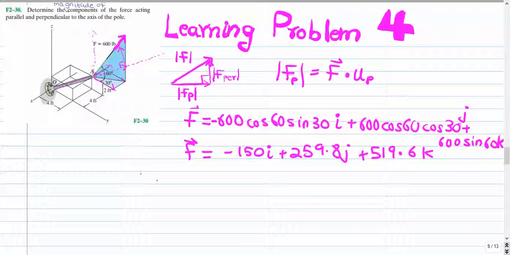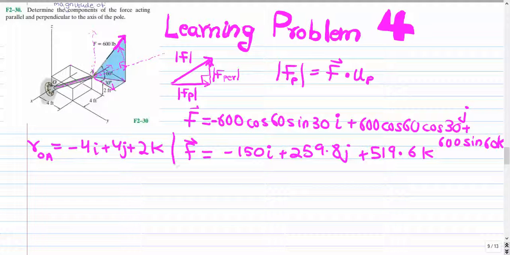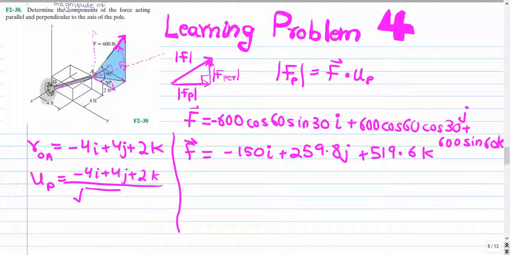So to do that, we first need to find the length vector r in direction of the pole. Okay, so for this pole, we can see that this length vector travels negative 4 feet in the x direction, 4 feet in the y direction, and 2 feet in the z direction. We can convert this into its unit vector by dividing it by its magnitude. Right?